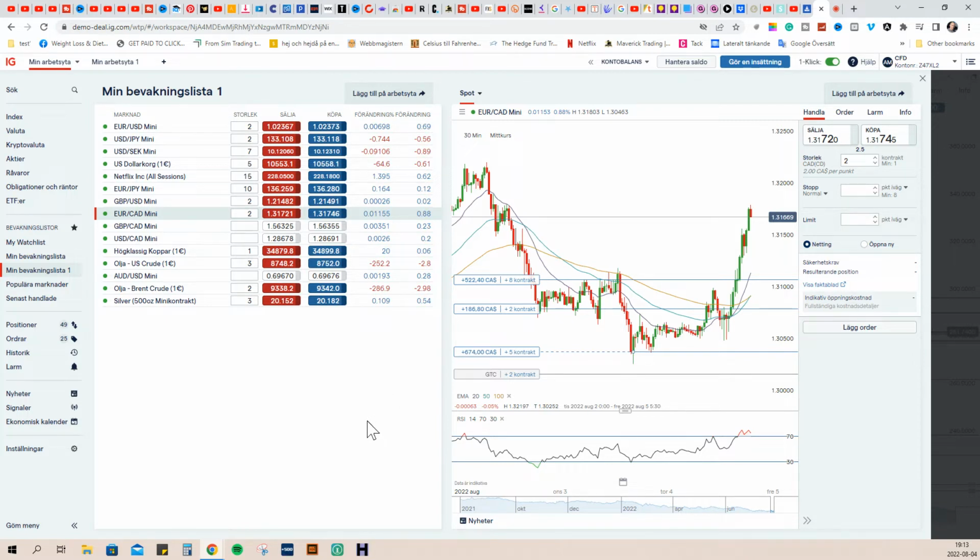We can see a positive divergence here. The price is lower than this one at this zone, and on the RSI we can see the opposite, that this area is higher than this. So we have a positive divergence here.